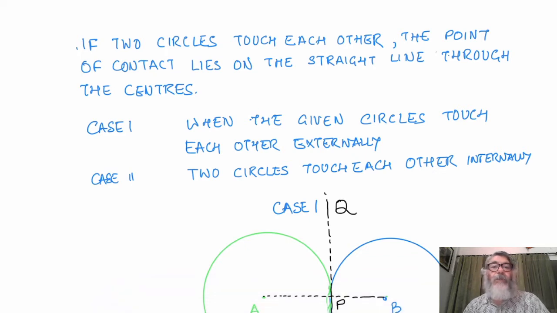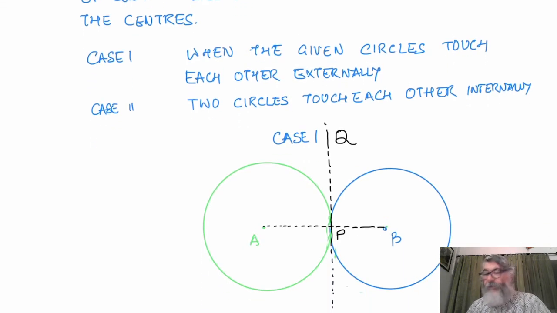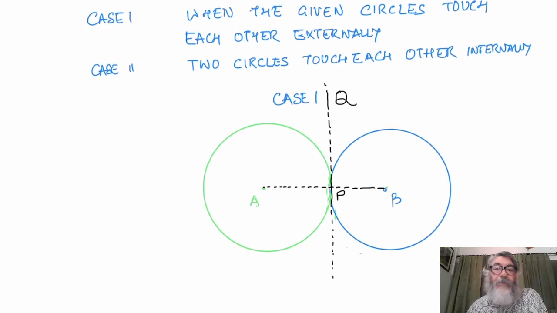If two circles touch each other, the point of contact lies on the straight line through the center. Now there are two possible cases. The first case is when the given circles touch each other externally. Like here, there are two circles I have shown, one in blue and one in green. These two circles are touching each other at point P.